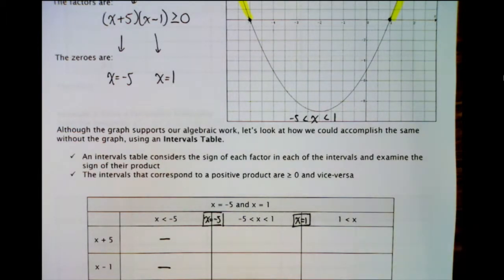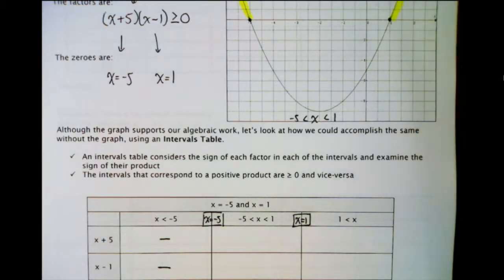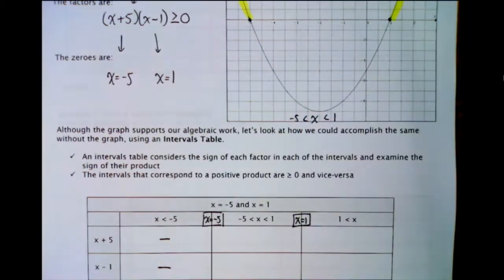So if we test this interval, we should expect the opposite result. We should expect a negative because we know the function's going to cross at that x-intercept, because that root is of order 1, because the exponent in the bracket would be 1, which means we're going to cross that x-intercept. So let's test a value between -5 and 1 and see if that holds true.